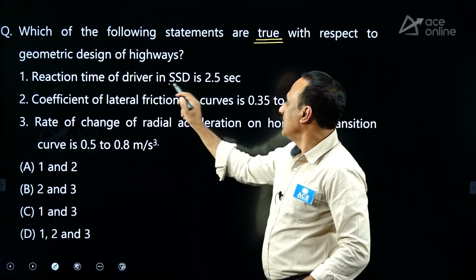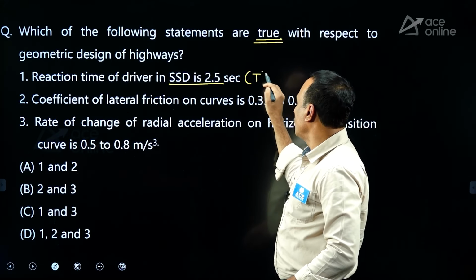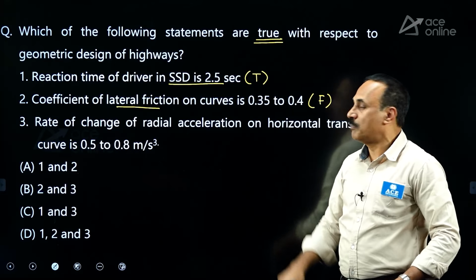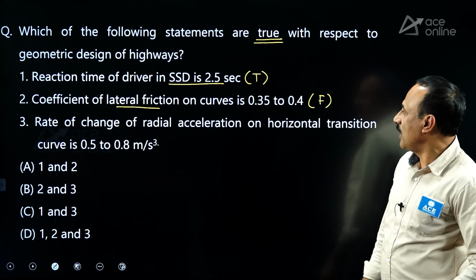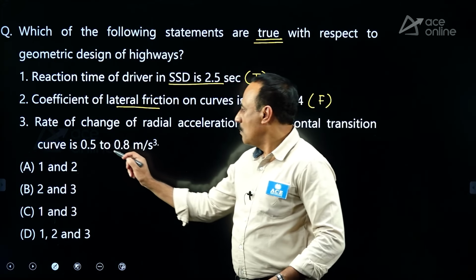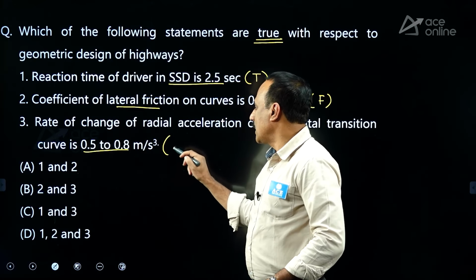Reaction time for SSD is 2.5 seconds. So it is a true statement. Coefficient of lateral friction is 0.35 to 0.4 is false. Actually, coefficient of lateral friction is 0.15. Coefficient of longitudinal friction is 0.35 to 0.4. So statement 2 is false. Rate of change of radial acceleration on horizontal curve is 0.5 to 0.8 meter per second cube. It is true. So 1 and 3 are the correct statements. So answer is option C.